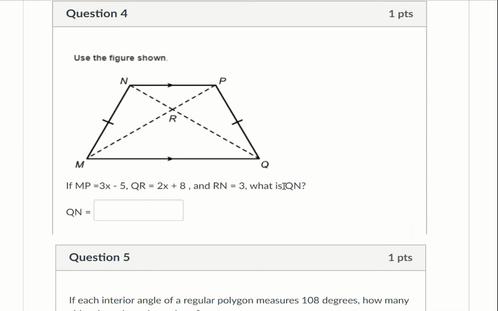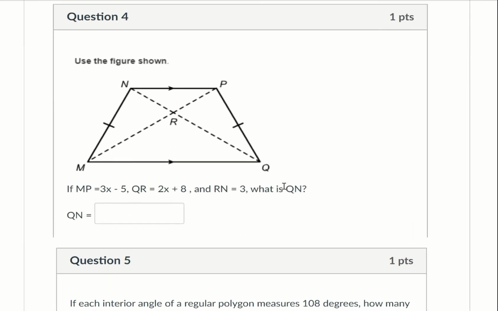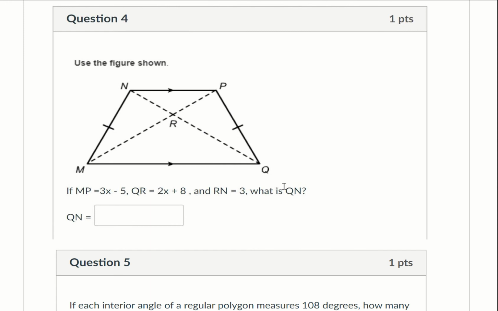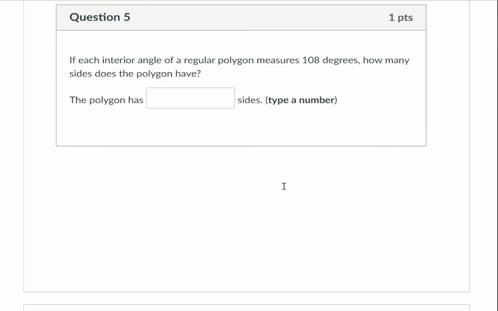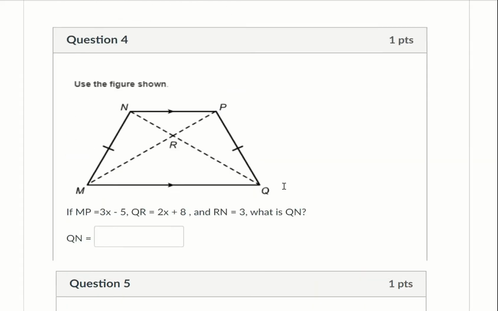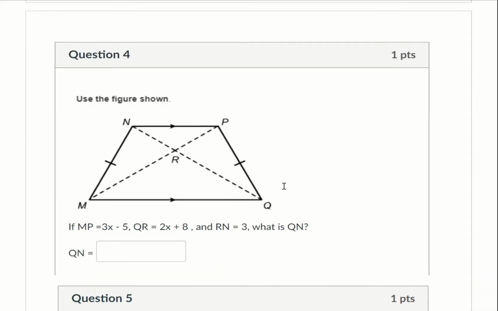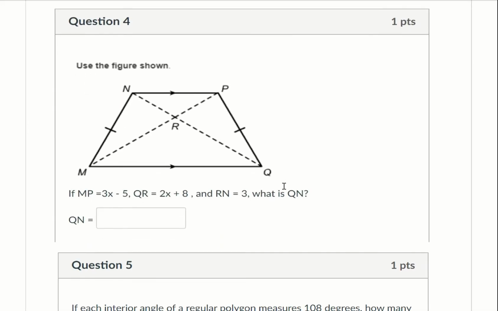All right, for question 4, we have a trapezoid. So this is going into 6.2 stuff. Some of these are kind of mixed. So number 5 is a 6.1 question. So they're not necessarily in a specific order. But this one is a 6.2 question. 6.2, remember, deals with trapezoids and kites and properties for those.